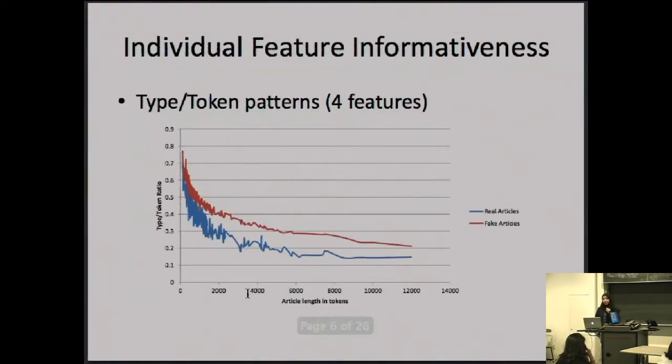And then we looked at type token patterns and differences between fake and real articles. And as you can see, again, there is a difference between the behavior in real and fake articles. When we tried to build a classifier using this feature alone, it gave us an accuracy of 88%, given that the article length is at least 200 tokens, which is still short. It didn't do very well with extremely short articles, but if the article has at least 10 sentences or 200 tokens, it would still give us a reasonable accuracy.